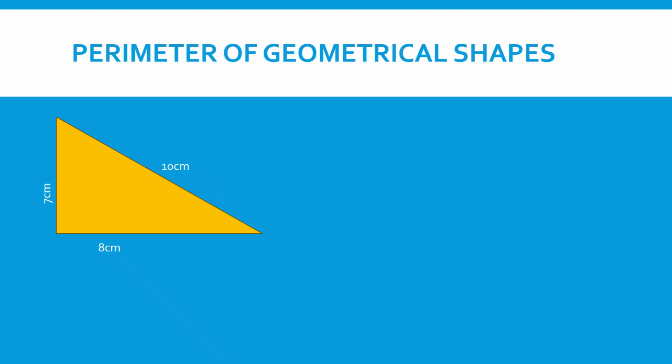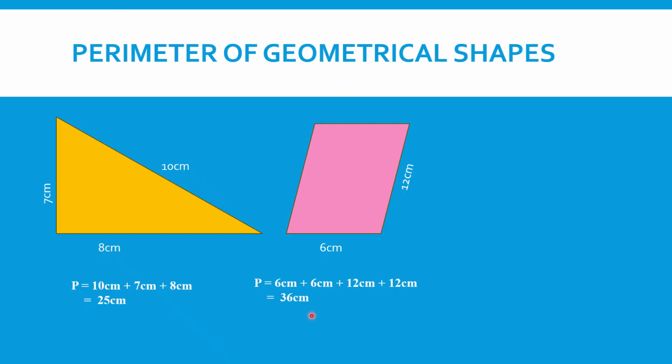It is very easy to find out their perimeter now. We can add all three sides and we get 25 cm. Next shape is a parallelogram and the base is 6 cm. Obviously this side is 6 cm, this side will also be 6 cm. This side is 12 cm, then this side will also be 12 cm. And now let's add them, all four sides. We get 36 centimeter. For perimeter, there is nothing to do with the altitude or height of any shape.